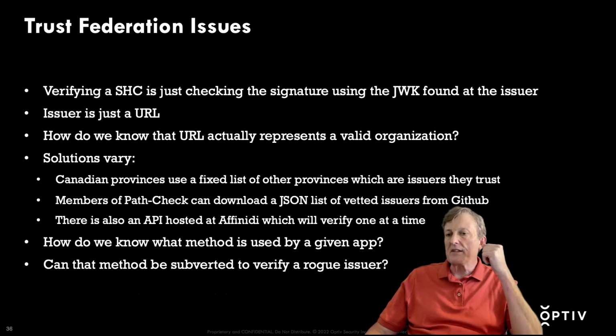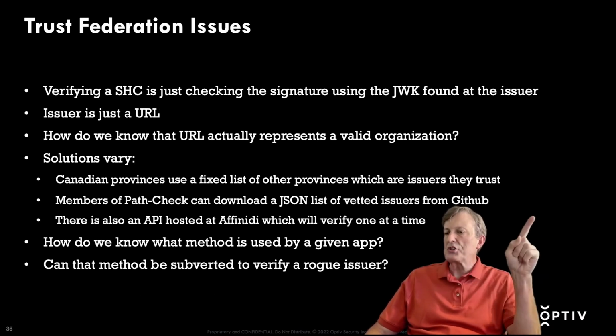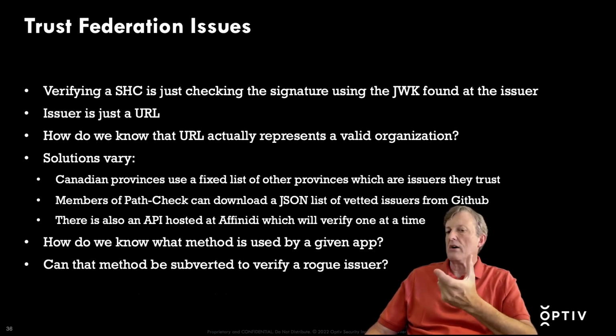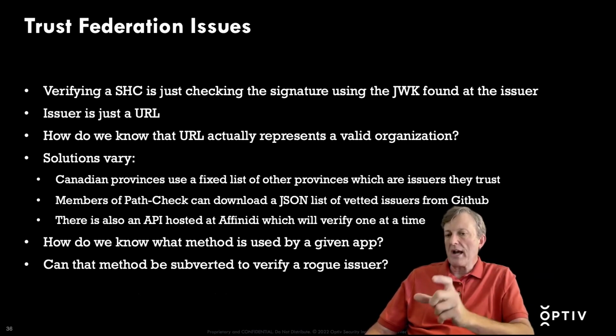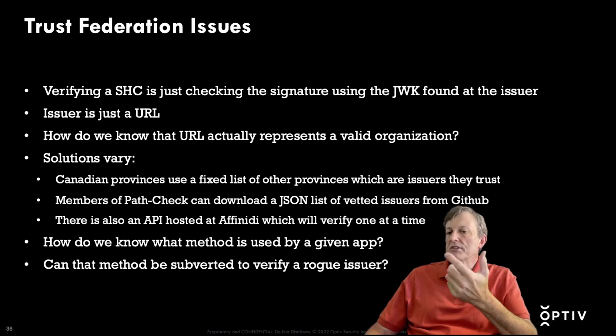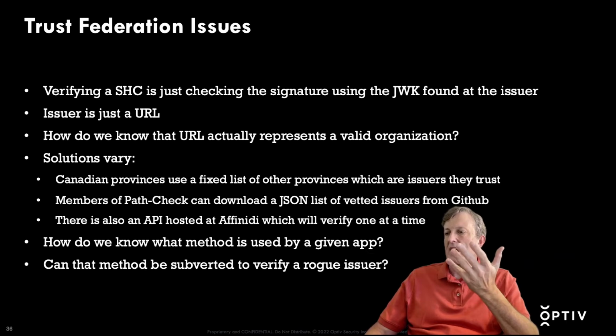And then I said there would be trust federation issues. Like I said when we were going through the key stuff, verifying a Smart Health card is really just checking the signature using a key that was found at the issuer, and the issuer is just a URL, right? So I don't know if that URL actually represents a valid organization. Now, if I'm local to the issuer and I recognize the URL as our local hospital or our local health organization, yeah, great. That helps, but that's not something you can standardize.